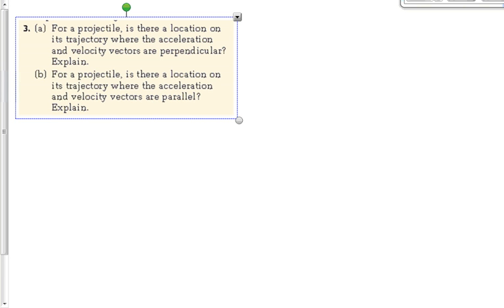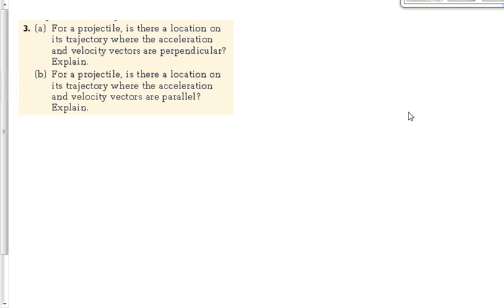It says, for a projectile, there's a location on its trajectory where the acceleration and velocity vectors are perpendicular. Explain. What does perpendicular mean? It's funny, sometimes we just read a question and we struggle to get an answer because we don't really know what one of the words in the question means. What's perpendicular mean, right? Right, 90-degree angle, right? So we got an acceleration vector that's 90 degrees from a velocity vector.